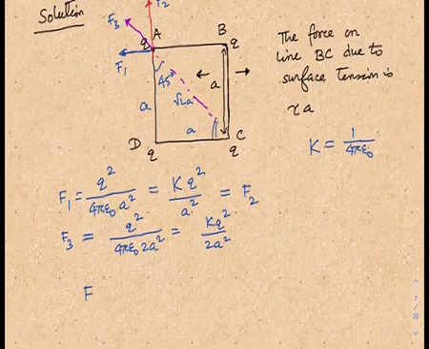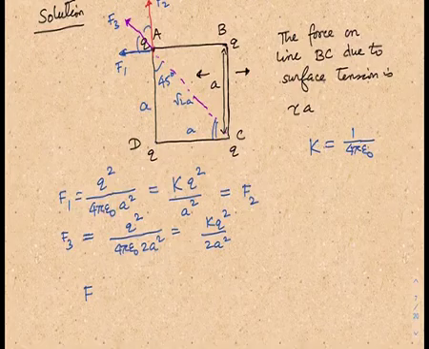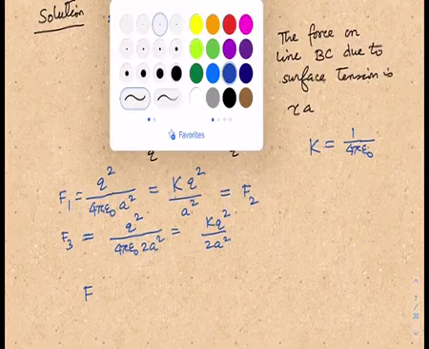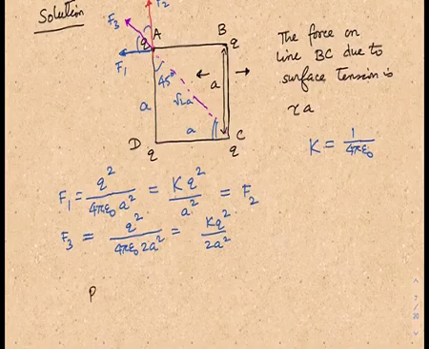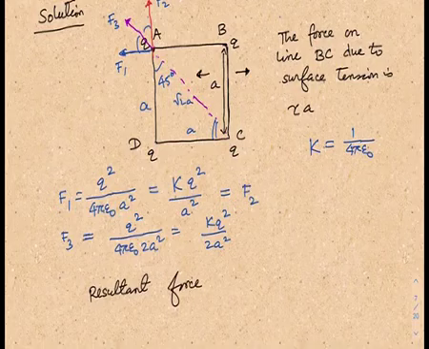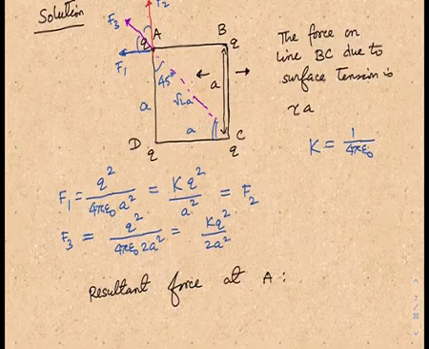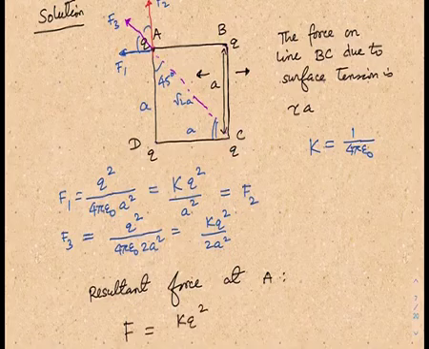So this is your 45 degree, this is 45 degree. So the resultant force, let me write, resultant force at A, at the point A, would be, say F is equal to kq square by a square.